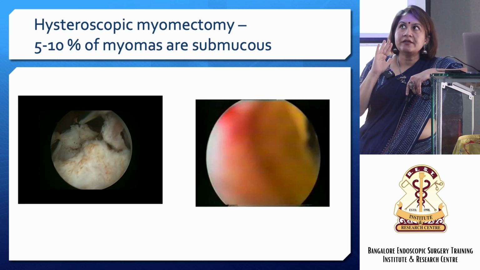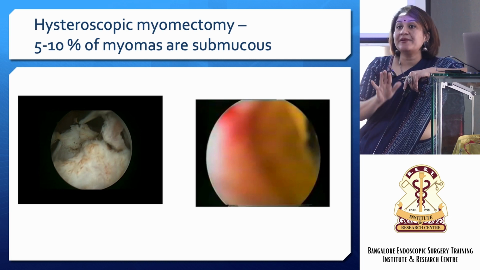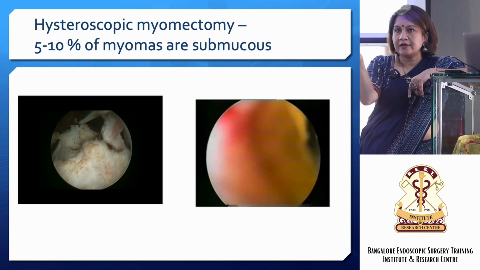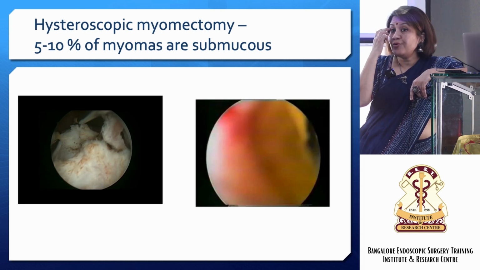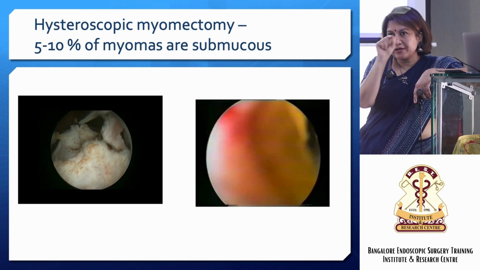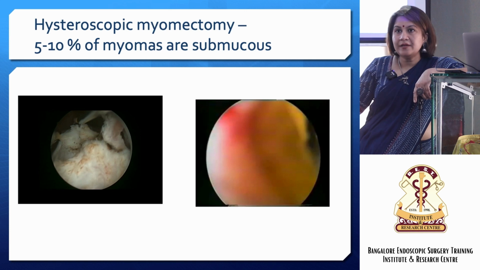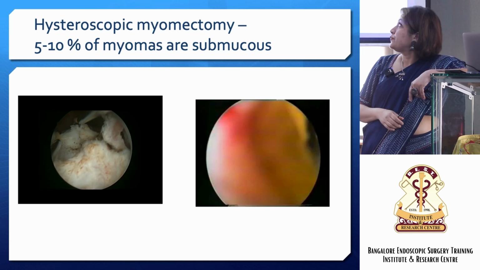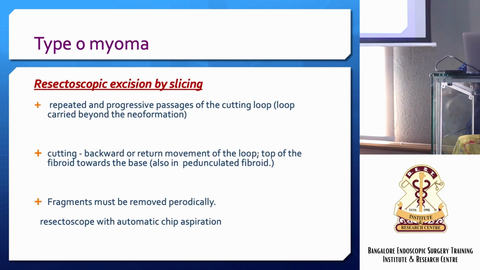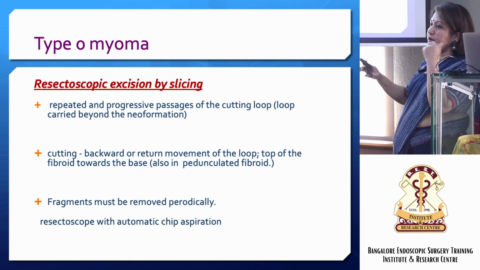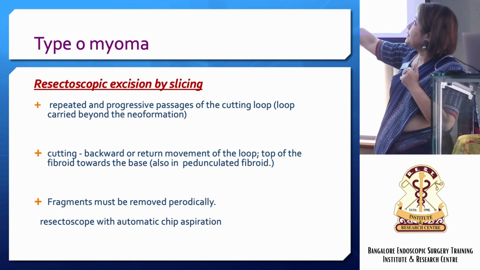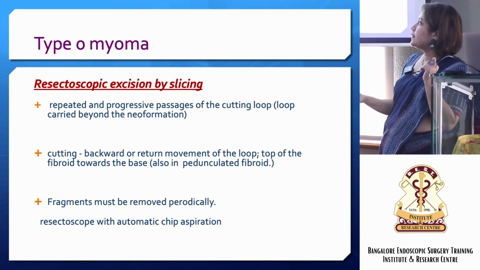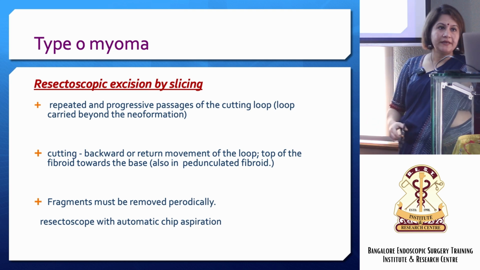But I think what you can do with a needle is a septal resection. With the needle you can just swipe left, right, left, right. But you can't do a myomectomy. A small polyp base you can just core out like that, but anything beyond that is not possible with the needle. So as I mentioned, the important thing is the backward or return movement of the loop, and every now and then you'll have to empty the cavity.